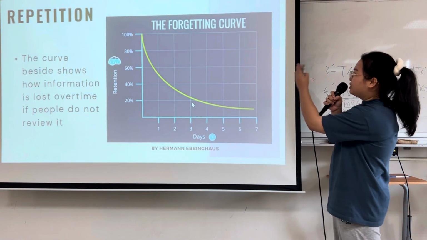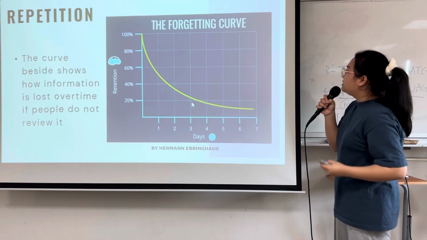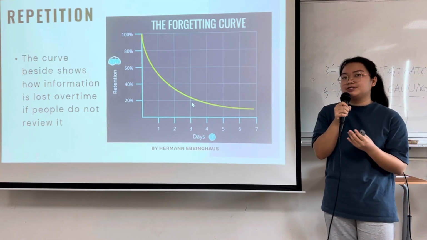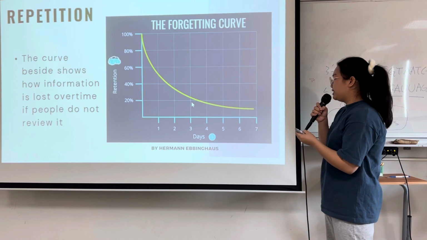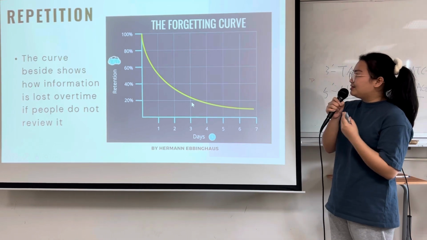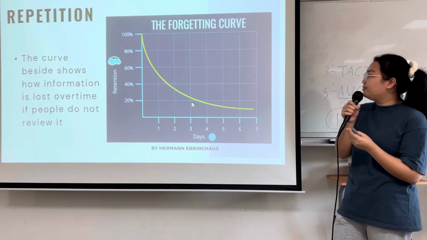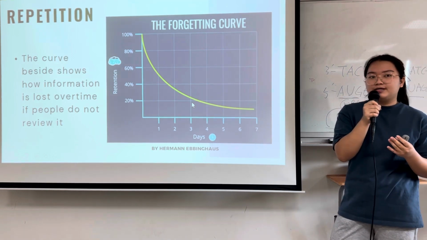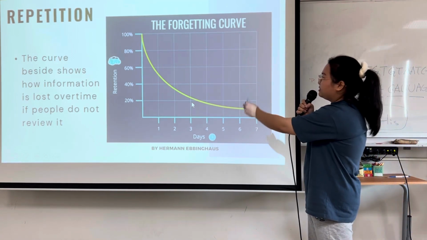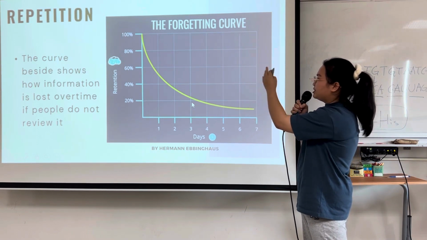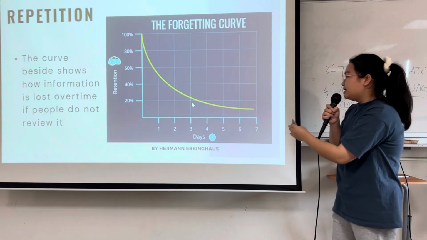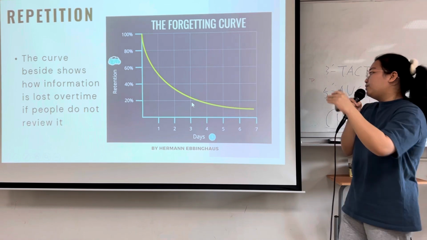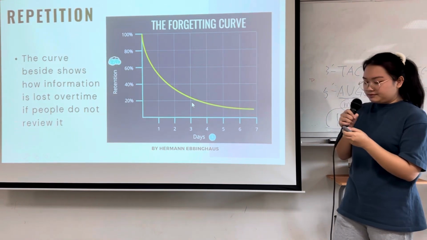Take a look at this graph, the forgetting curve, which was first explored by Hermann Ebbinghaus. This curve shows how information is lost over time if people do not review it. On the first day, you can see the level of retention is very high, but on the next day or the third and the fourth day, it fades over time.